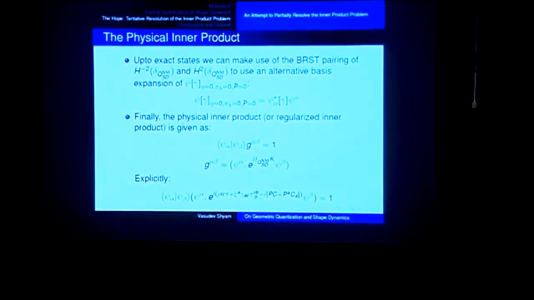So the regularized inner product is, so the regularization is going to be of this form. So this is how we go about regularizing it, and explicitly it looks like this, and this regularizes this up to this indefinite scalar product that I've chosen.